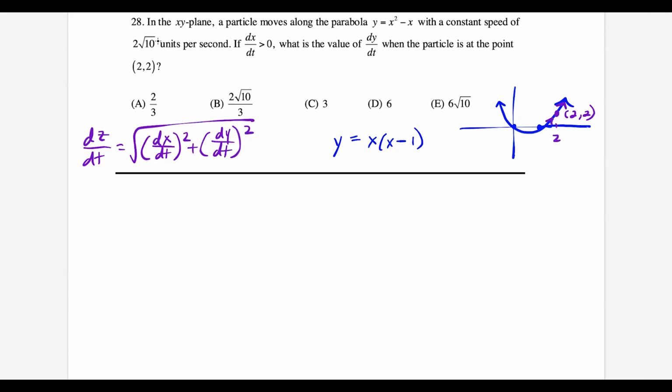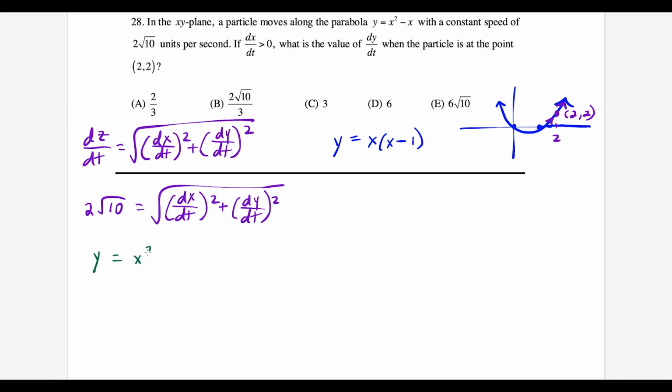But they told us that the speed is constant. It's 2 radical 10. So I have 2 radical 10 equals the square root of (dx/dt) squared plus (dy/dt) squared. For this question, what makes it challenging is that initially it seems like it's going to be impossible to get this to be a single variable, because right now we have 2 variables equal to something else. So how do we get it down to 1 variable? And the trick is that we have to start with the equation y equals x squared minus x.